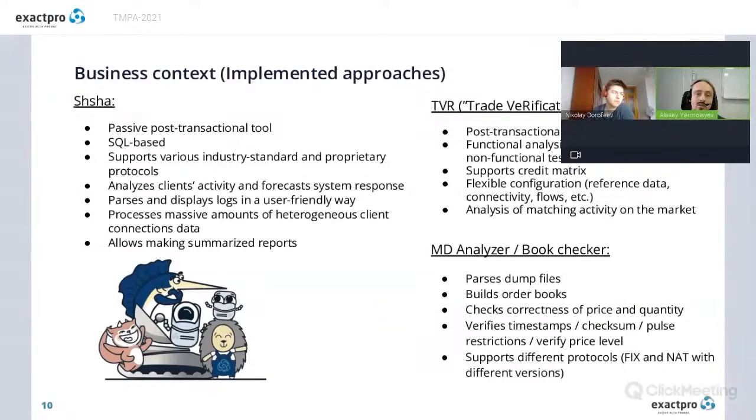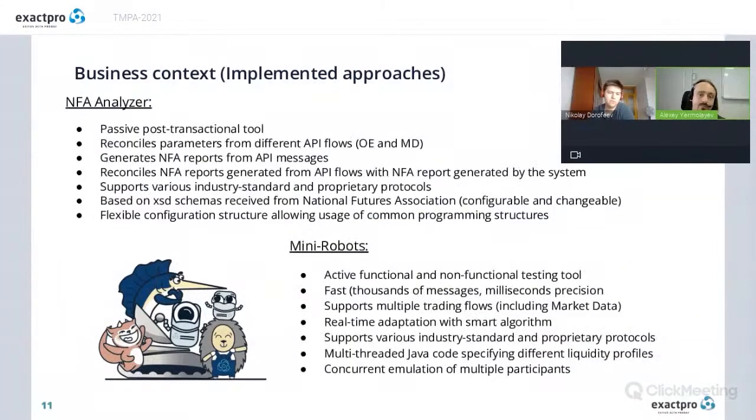The next one, MD Analyzer / Book Checker. This is a tool for building instrument books based on persistent data and reconciling them with programmatic query requests. Book Checker uses the tuple data format in combination with the exact matching type. NFA Analyzer, sorry, reconciles parameters from already stored different API flows and uses XML documents for reporting. Exact and recursive field matching types can be configured with programmatic query requests.